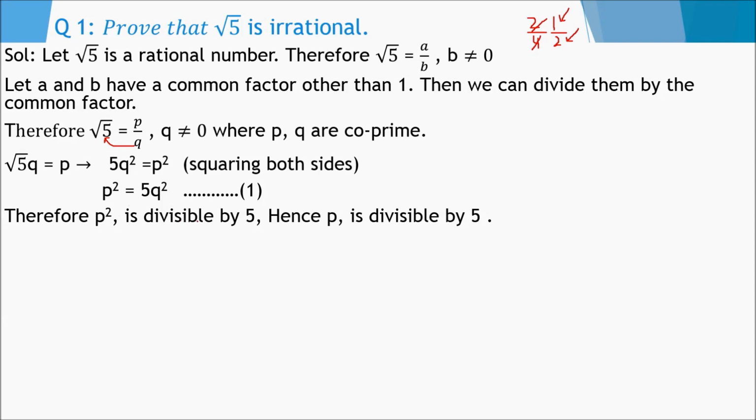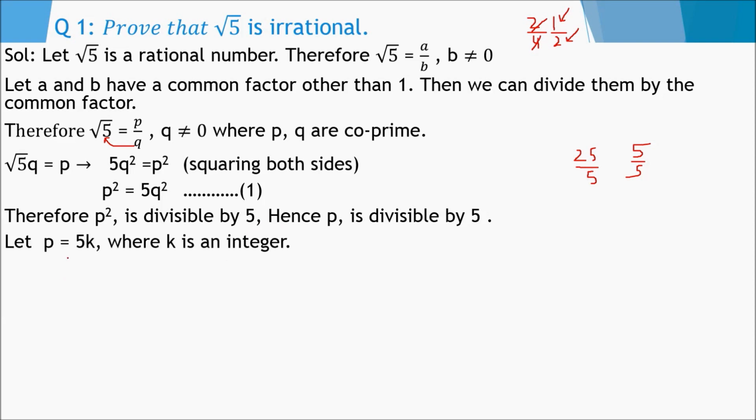So if p square is divisible by 5, hence p is also divisible by 5. For example, let a number 25 which is divisible by 5. So if 25, which is a square of 5, is divisible by 5, it automatically means that 5 will also be divisible by 5. So same concept is applied here, that if p square is divisible by 5, then p is also divisible by 5.